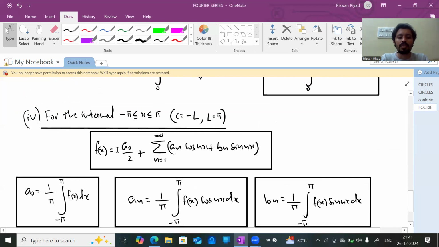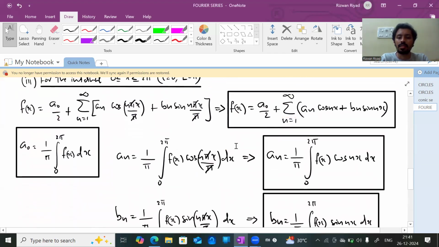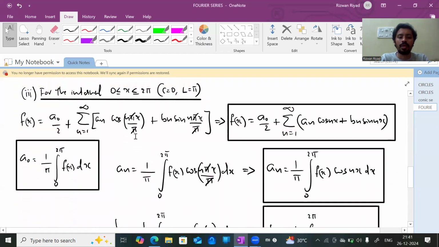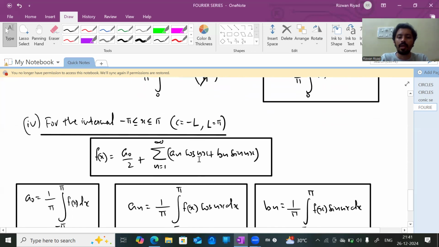Then see f of x equal to a0 by 2 plus sigma n equal to 1 to infinity a n cos nx plus b n sin nx. Same thing you can see here in the third case. After substituting pi for L, pi and pi got cancelled. What happened here? f of x equal to a0 by 2 plus sigma n equal to 1 to infinity a n cos nx plus b n sin nx. Here also we did the same substitution. L becomes pi, so pi and pi got cancelled. You will get cos nx here. Here you will get sin nx only.